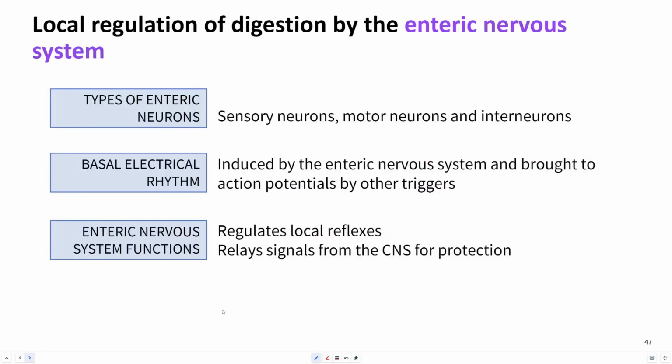The local regulation of the digestive system by the enteric nervous system includes the types of enteric neurons. So we have sensory neurons, motor neurons, and interneurons, and there's going to be a basal electrical rhythm that gets generated. This is induced by the enteric nervous system, and it's created by the action potentials of the interstitial cells of Cajal. These are called the pacemaker cells. The cells of Cajal.